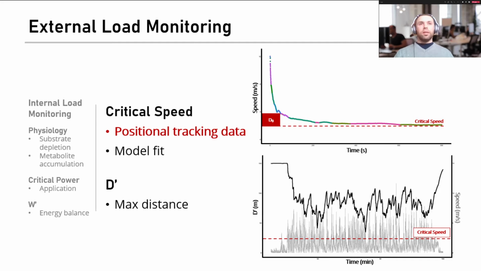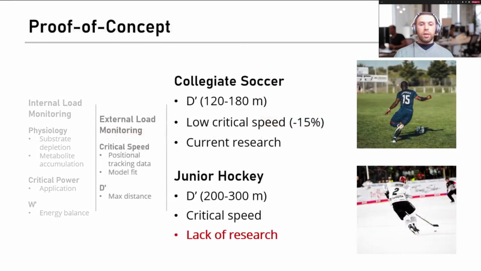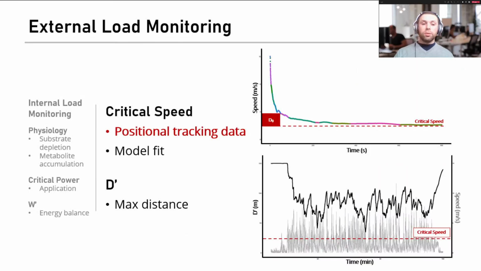And all we need is positional tracking data, and specifically player velocities. And from this data, we can calculate or model their critical speed, which is the speed at which players use and replenish their anaerobic energy at the same rate, to then derive their D prime values, which is the maximum distance that they can travel at maximal efforts above critical speed.